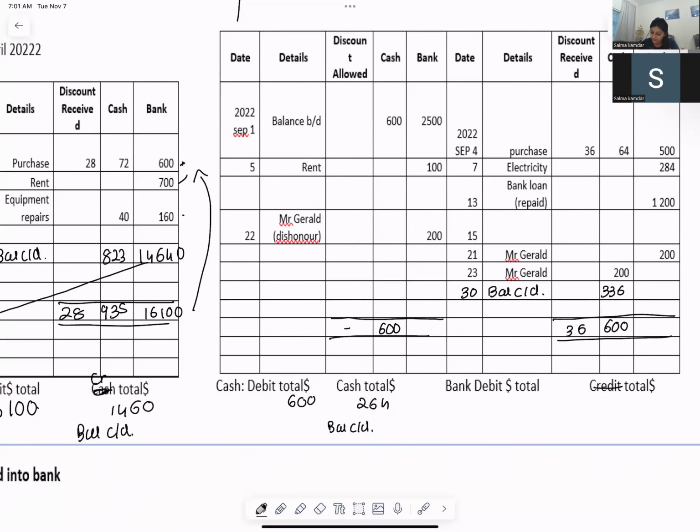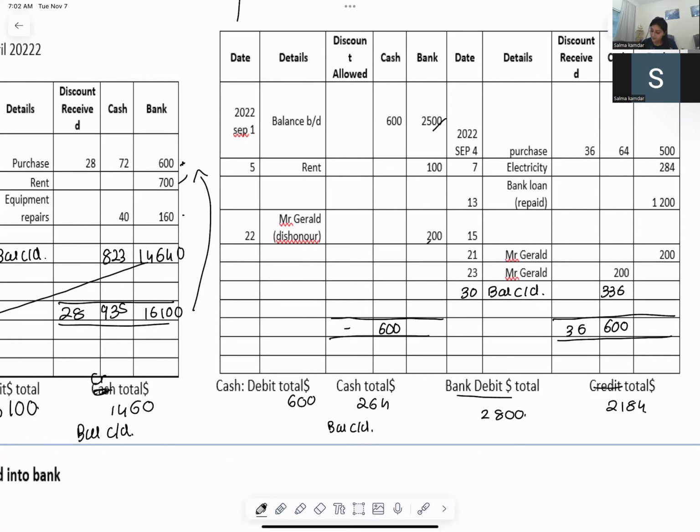Now bank account, the debit total is 2,800 and the credit total is, let's see how much, 500 plus 284 plus 500 plus 284 plus 1,200 plus 200. So the credit total is 2,184.